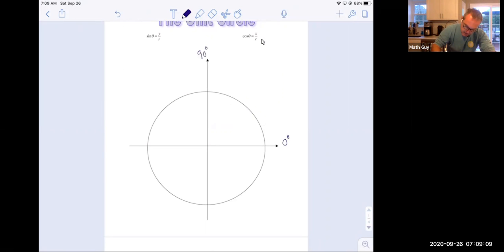0 degrees, the top is 90, the left is 180. 270 at the bottom, and finally one rotation is 360.